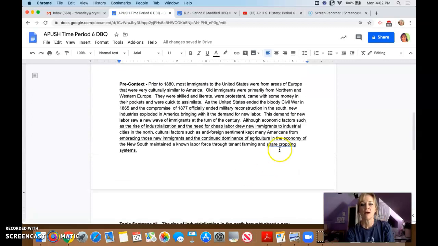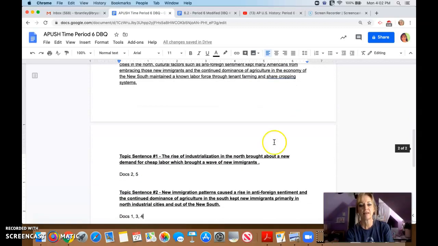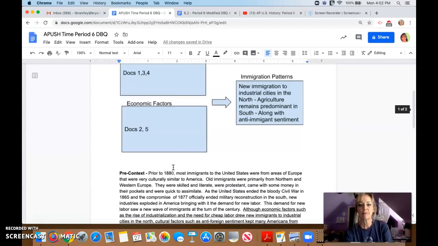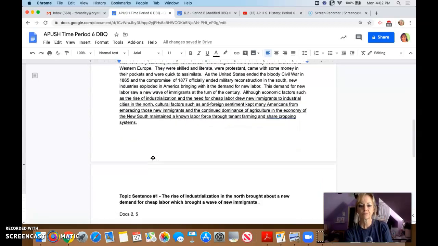Okay. Then I'm going to take that thesis statement, and those become my topic sentences for body paragraphs. So topic sentence number 1: the rise of industrialization in the North brought about new demand for cheap labor, which brought a new wave of immigrants. Okay. And again, we're talking about the economics. And so I'm going to use documents 2 and 5 on economics there.